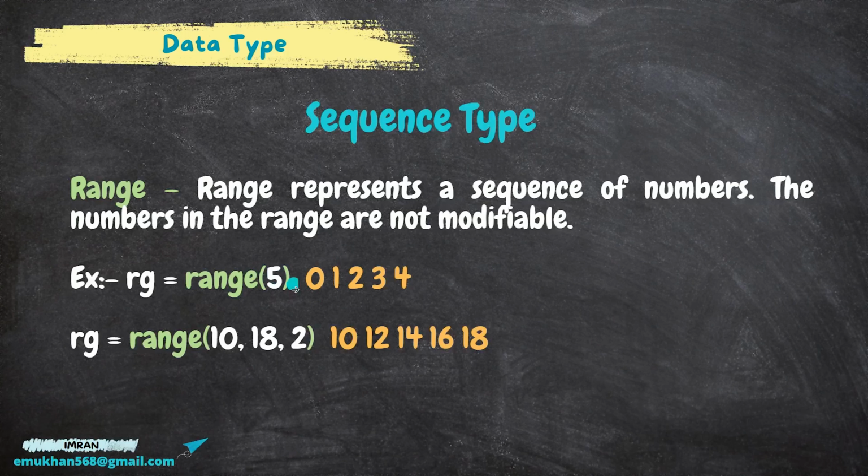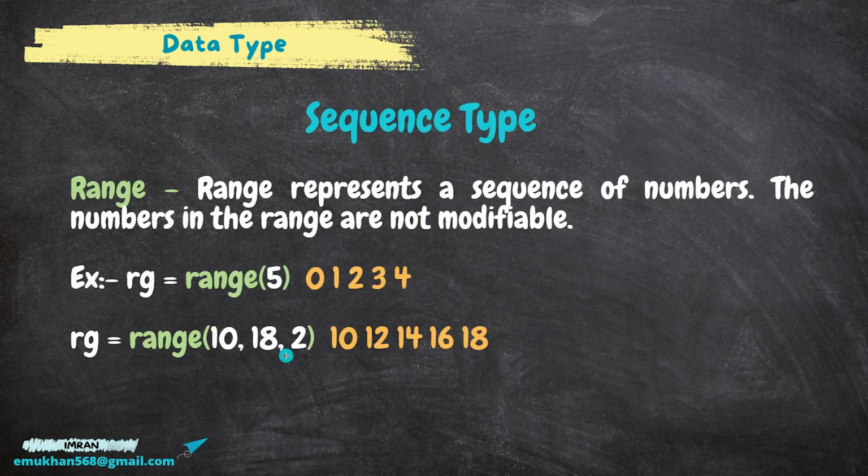So here we have 5 elements, but it will start from 0 and end at 4. Here's another example of range: rg is a variable and range is a function. So we start from 10 and end with 18. But what is 2 here?